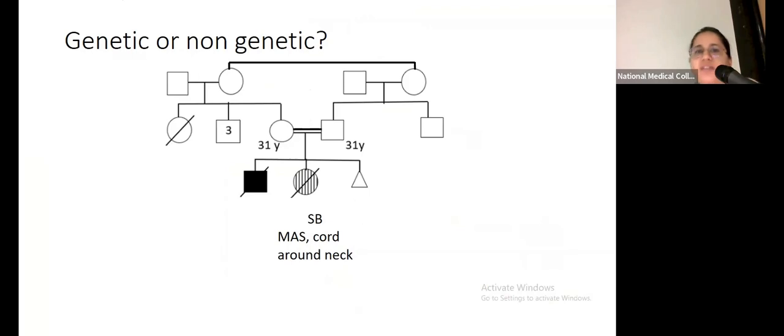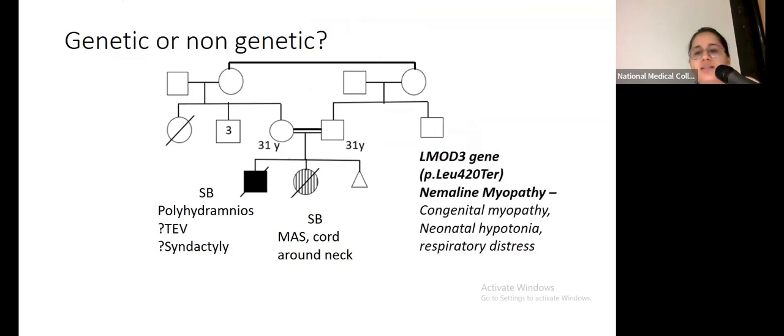But the parents gave the history that they had a previous stillbirth where the child had apparently polyhydramnios, may or may not have had some foot deformity, so we confirmed that it must be TEV. Syndactyly, because the parents were not sure how the toes looked, but they said that they were joined. So based upon this presentation and the fact that the couple was consanguineously married, we decided that they should undergo exome sequencing, and we found out that both the parents were carriers for a pathogenic variant in the LMOD3 gene.